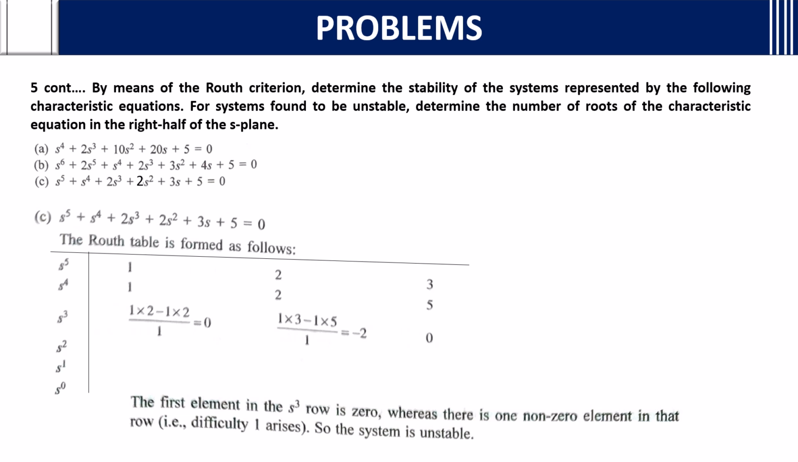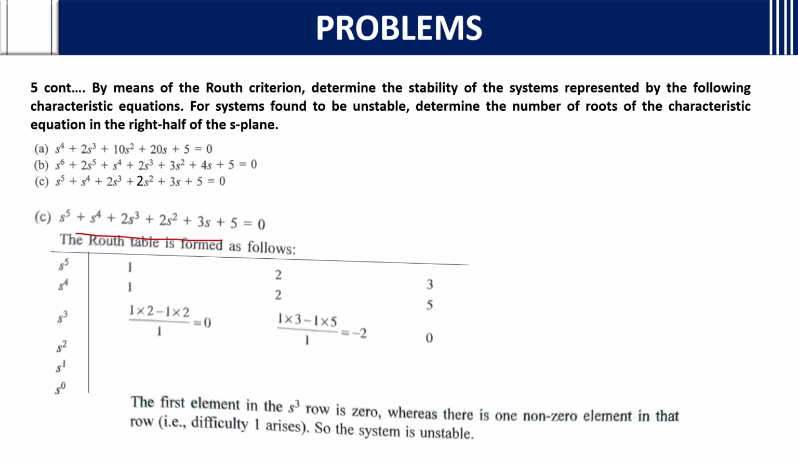Next question. For this also, you will write the characteristic equation. Again, if you check, you will get the first row, first column value as 0, which is difficulty 1 arising. If it is 0 and 0, then all are 0, then it is difficulty 2. As only the first one is 0, it is difficulty 1. If only the first one is 0, and others have some value, then what will you do?